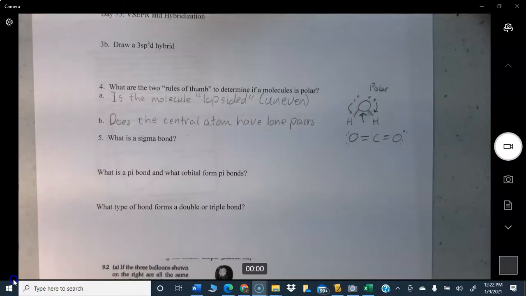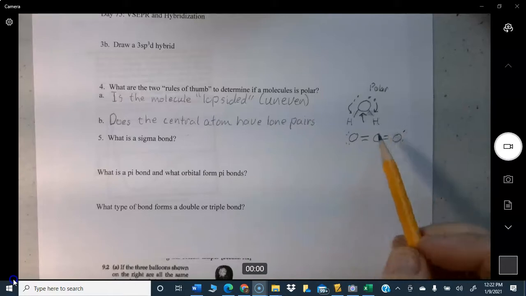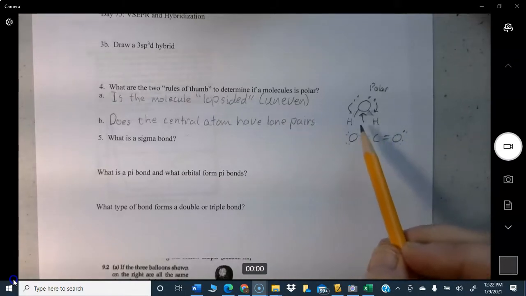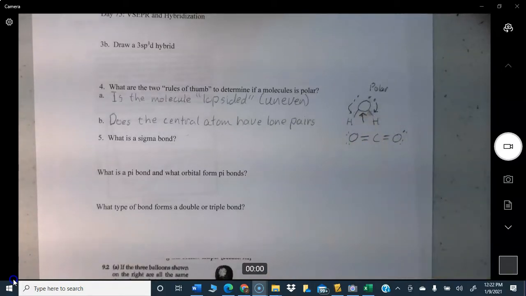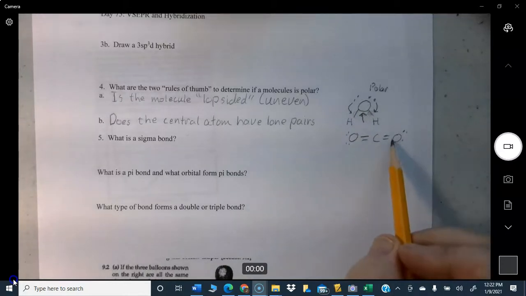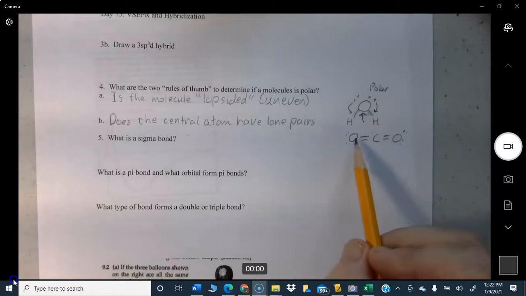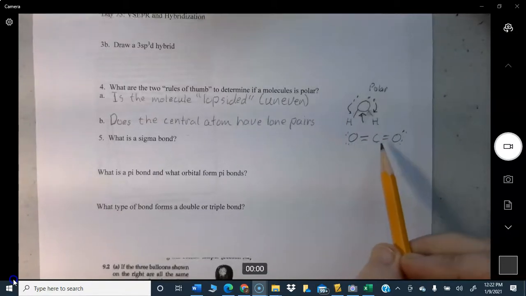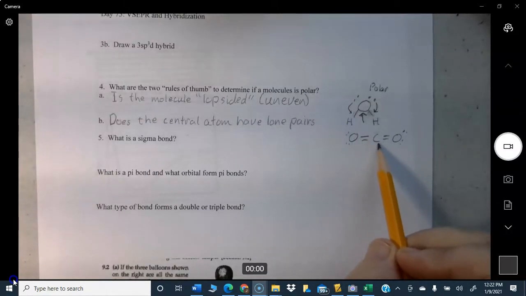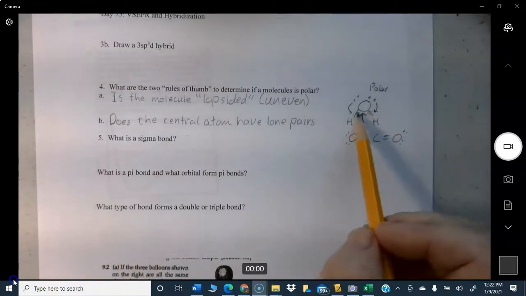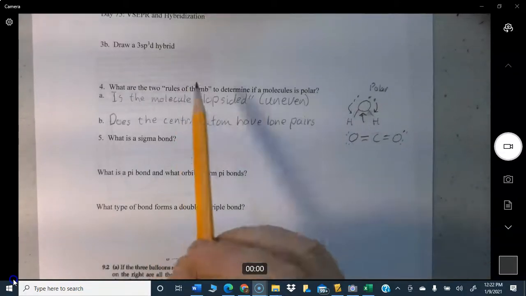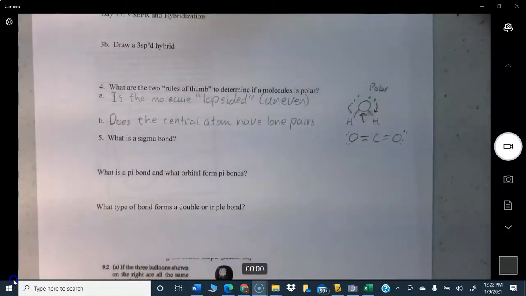Okay. Now, which way is it polar? You just have to ask yourself, which is the more electronegative? Is hydrogen more electronegative or is oxygen? The answer is oxygen is more electronegative, so the electrons are going to be pulled in the direction of oxygen. So that's a separate question as to which way the polarity is. Okay, you look at carbon dioxide, and it's perfectly symmetrical. It's not lopsided. It's perfectly even, and it doesn't have any lone pairs on the central atom. That's why it's not pushing the oxygens in some odd direction like the water molecule is. So generally, you can tell just by using those two rules of thumb.